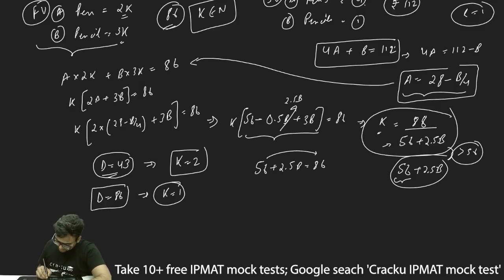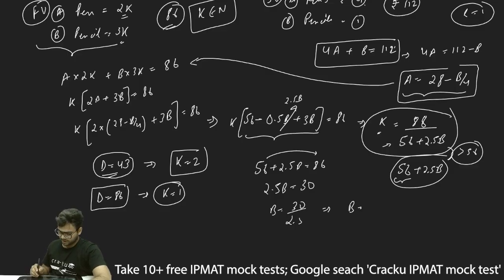I can take this to the right hand side. So 2.5b is equal to 86 minus 56, which is 30, and thus b is equal to 30 divided by 2.5, or 300 by 25, which is equal to 12. The value of b is coming out to be an integer as well. Now if the value of b is an integer, the value of k is an integer, so I can say denominator 86 is the correct assumption.